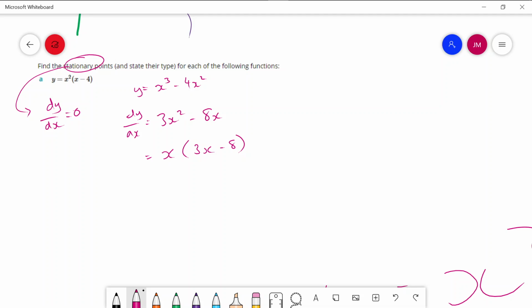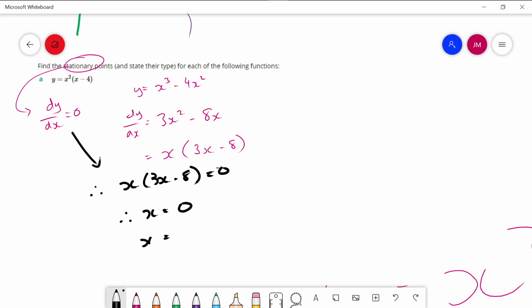And so when we solve that equal to 0, therefore x(3x minus 8) equals 0, we end up getting x equals 0, or x equals 8/3. So the brackets being 3x minus 8, 8/3 would make that equal to 0. So there's our x values.